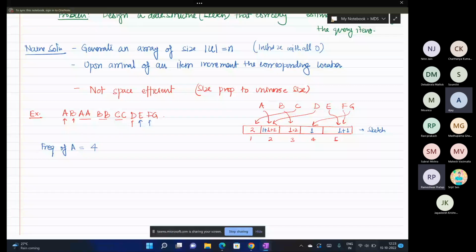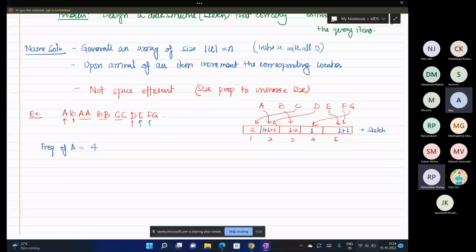Not really. Because here A is pointing to only one location, this second cell, right? So in this data structure or sketch, we get only one estimate of A, that is 4. Basically, whatever value was there in that cell. And this sketch is a list of integers, so each cell is a number.